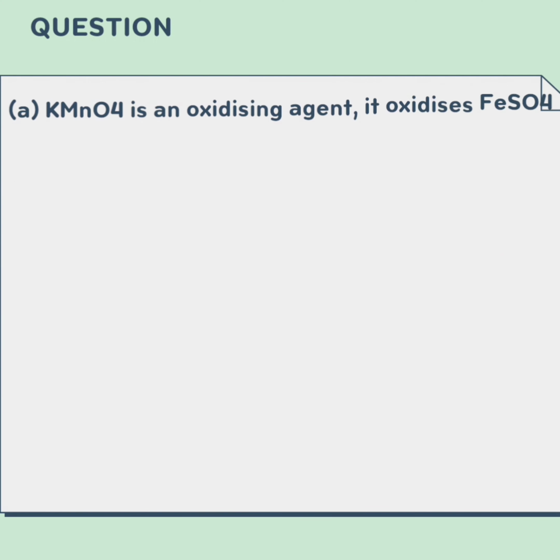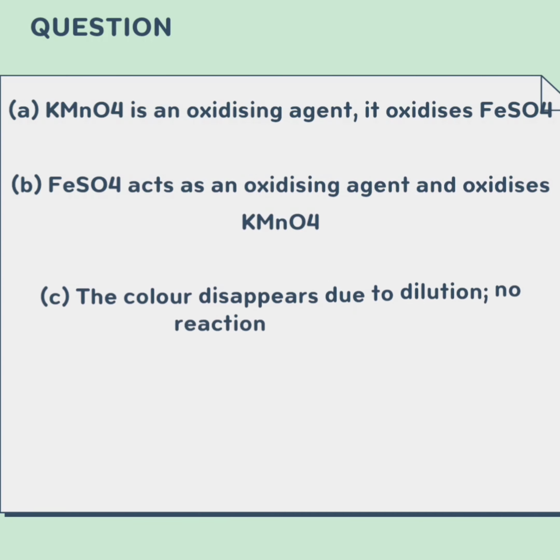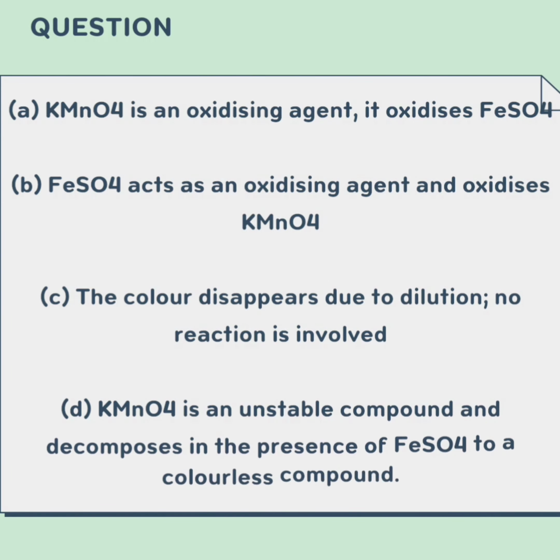A. Potassium permanganate is an oxidizing agent, it oxidizes ferrous sulfate. B. Ferrous sulfate acts as an oxidizing agent and oxidizes potassium permanganate. C. The color disappears due to dilution, no reaction is involved. D. Potassium permanganate is an unstable compound and decomposes in the presence of ferrous sulfate to a colorless compound.